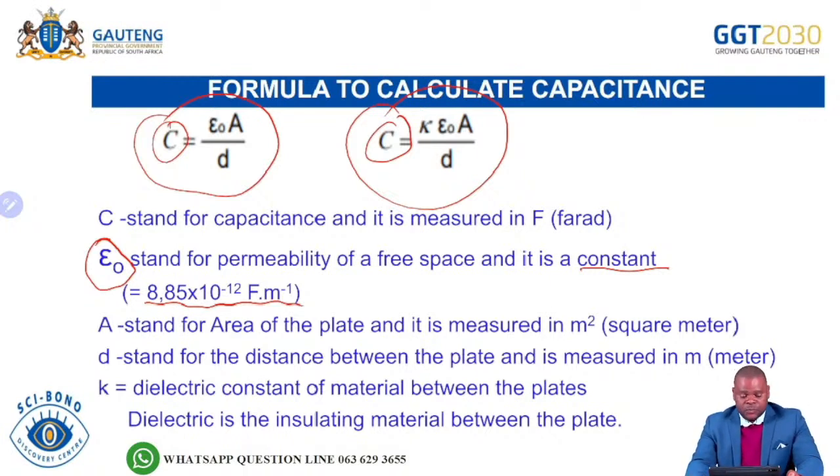Yes. And we say A, which is this A, the same A that you see there, stands for the area of the plate. We said at the beginning that a capacitor is made up of two plates which are separated by dielectrics. Are we together, grade 12? That means you'll have two plates like this.